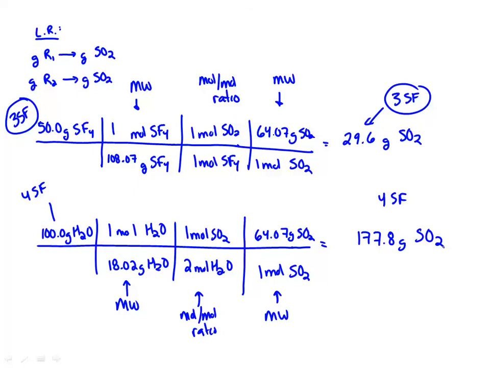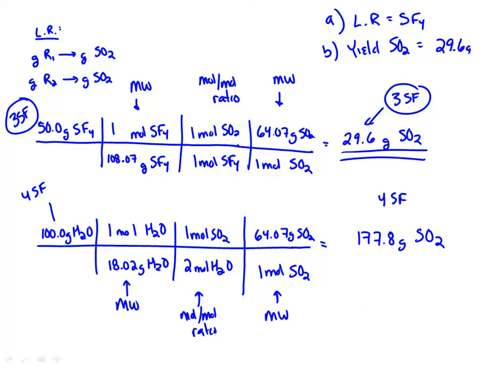So, this answered A and B. What was the answer to part A? Part A is SF4, because it produced the least amount of SO2. And it also answers part B, which was the yield of SO2, which is 29.6 grams. So you did 2 calculations, you got 2 answers, that's fair.